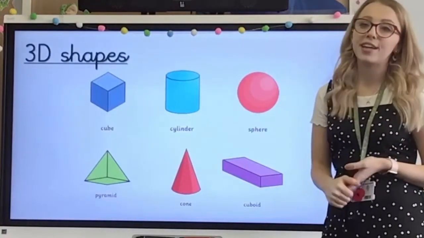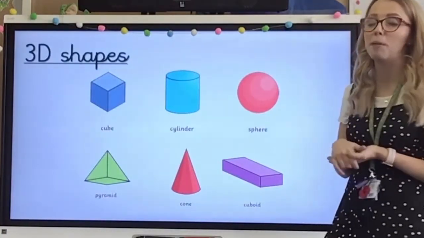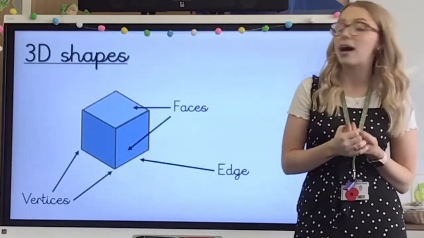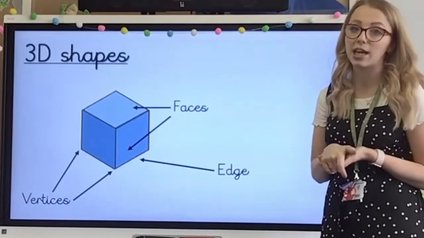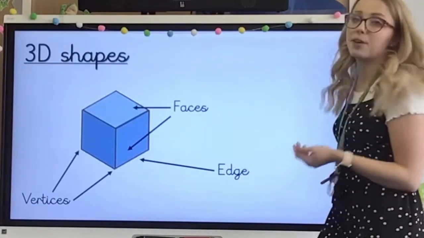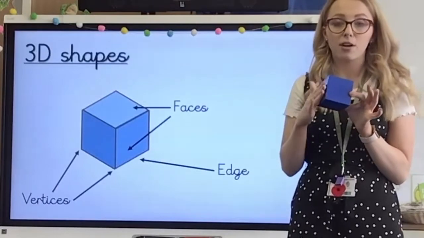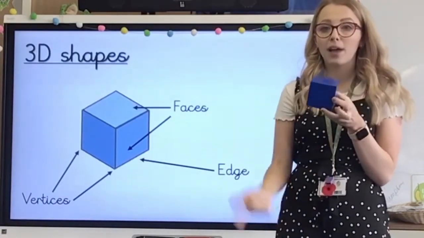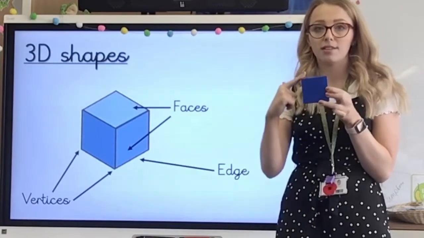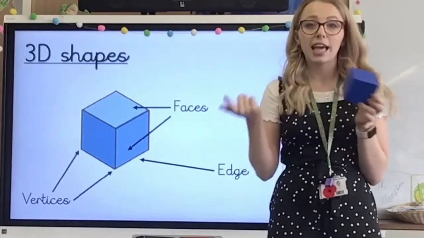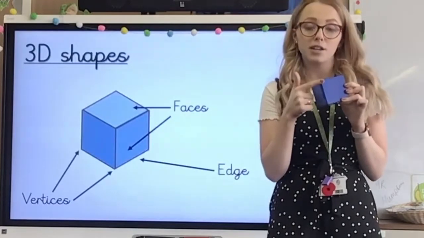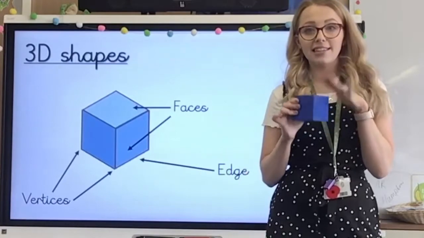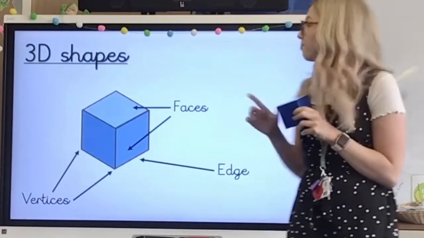We'll also be doing 3D shapes, and here are some of the 3D shapes we will be learning about. And again, the children are going to be finding out about the different properties of 3D shapes. So here we have a 3D shape, and these bits are called the faces, so they are where the shapes are on the sides. We have the edges, which run along the sides, and the vertices, which again are like the corners, but we refer to them as the vertices now that we are in Year 2. So we have faces, edges and vertices.